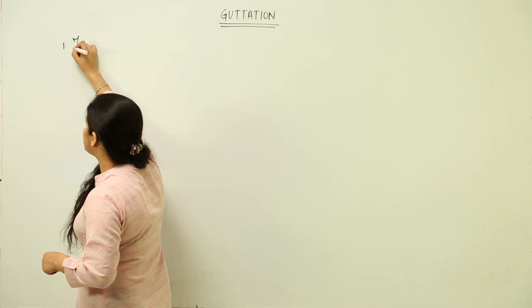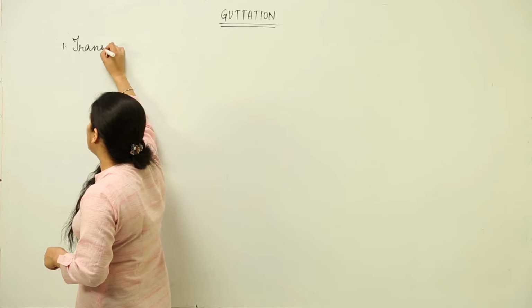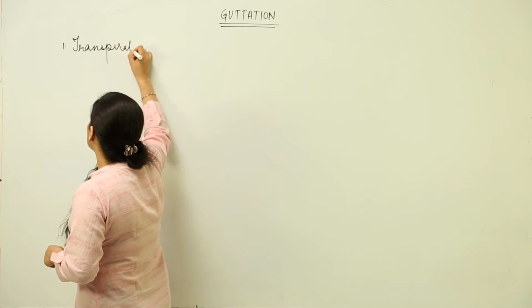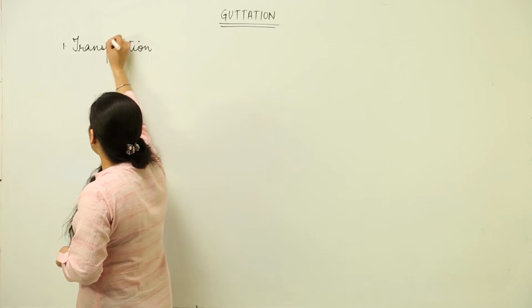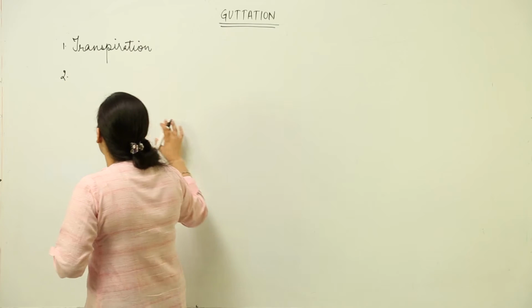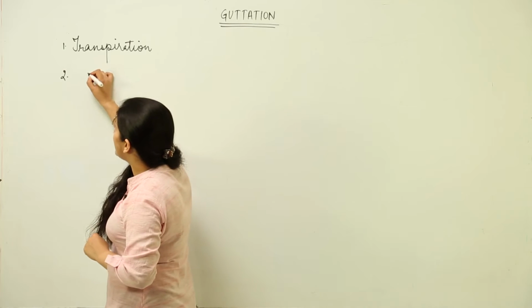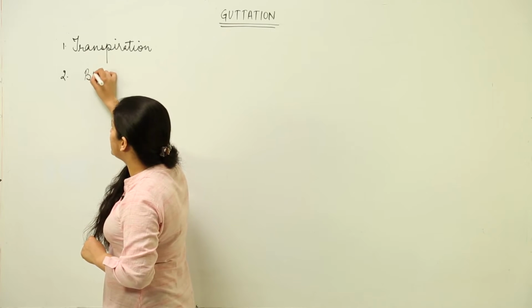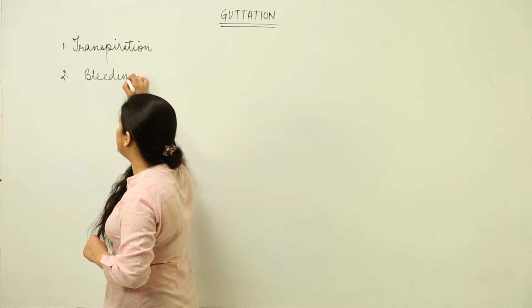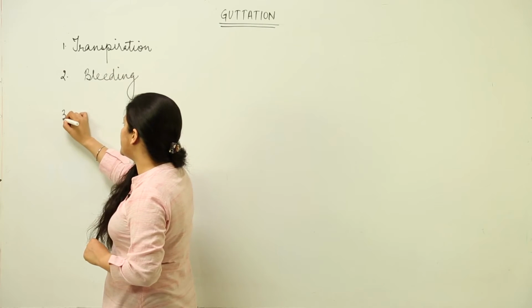First one that you have studied till now is the one that involved stomata and was the necessary evil for plant responsible for conduction of sap, that was transpiration. The second one that we are going to take into consideration is bleeding, and the third one is guttation.